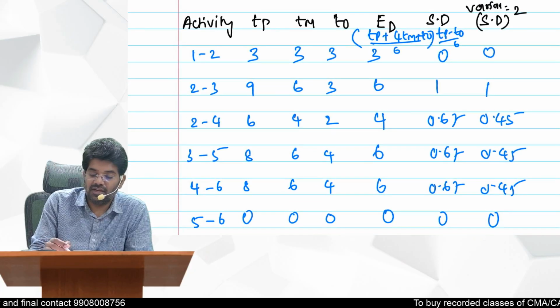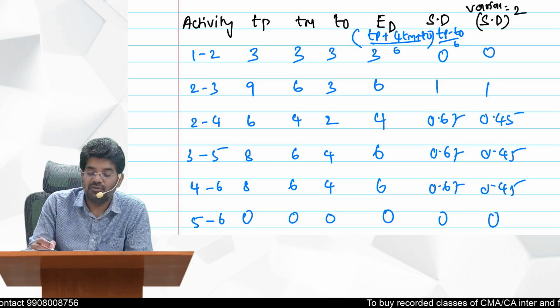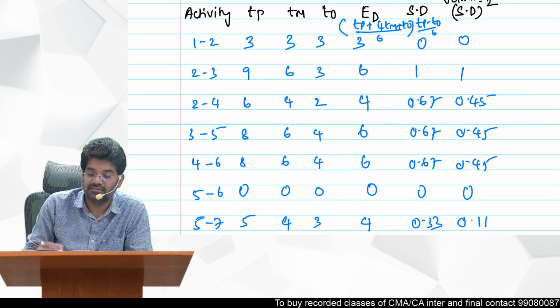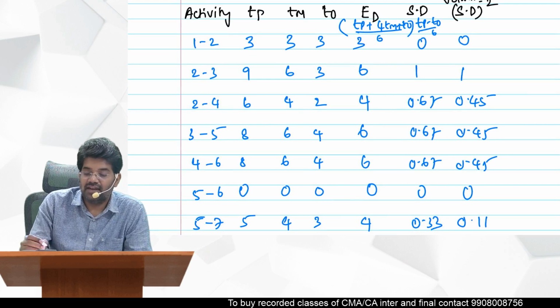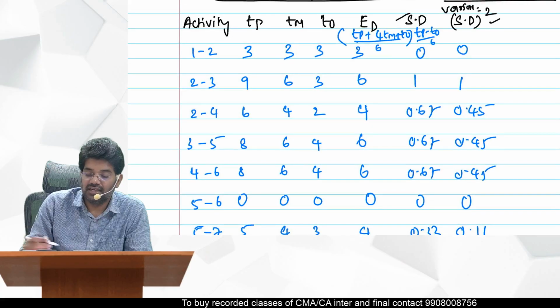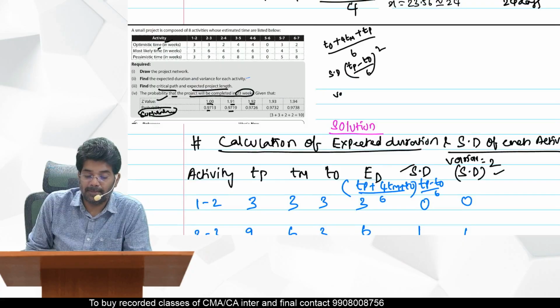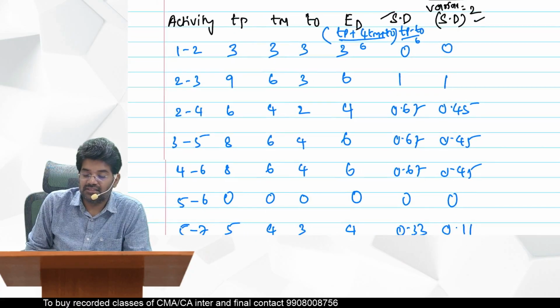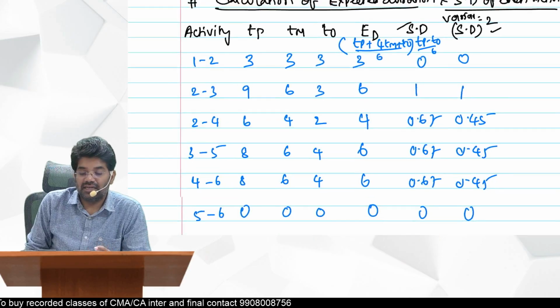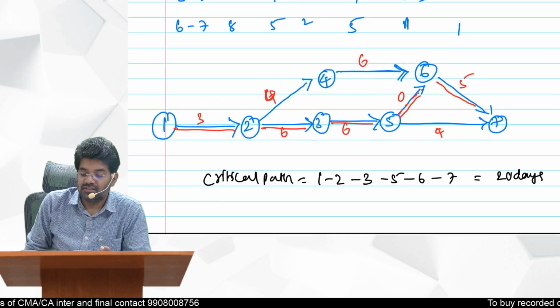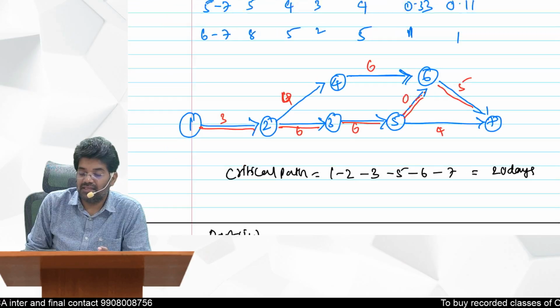First you take each activity's TP value, TM value, and TO value, all three they have given. From that you calculate the expected duration using the formula. Then you calculate the standard deviation, then the variance. That is what they required in the second part. Then the critical path. For this you require the network diagram. So what is the critical path here?